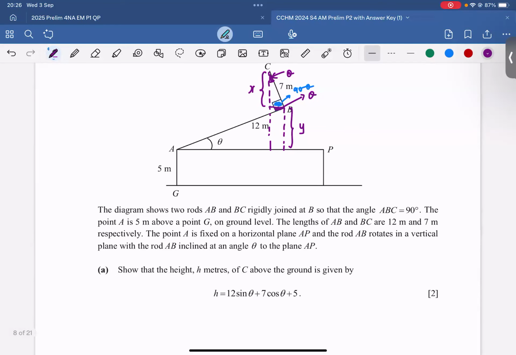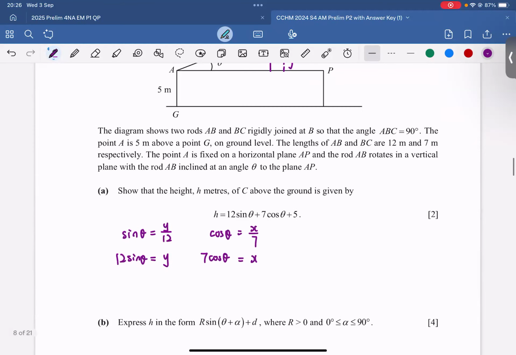So to find y, we will say sine theta equals opposite over 12. So y equals 12 sine theta. Then the other one will be x. So cosine theta equals x over 7. So x equals 7 cosine theta. So the height is basically 12 sine theta plus 7 cos theta plus 5.